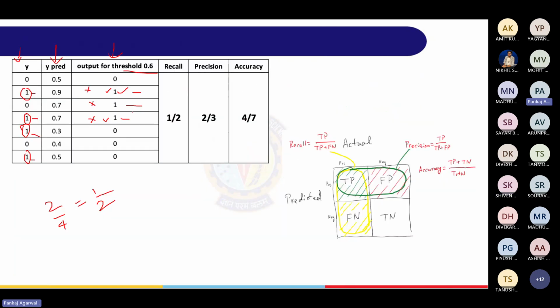So these were the predicted cases. Out of these predicted cases, there were three, the cross marks. Out of these three, how many were actually true? So this is one, and this is one. You getting this? So two out of three. Did you get this, everyone?